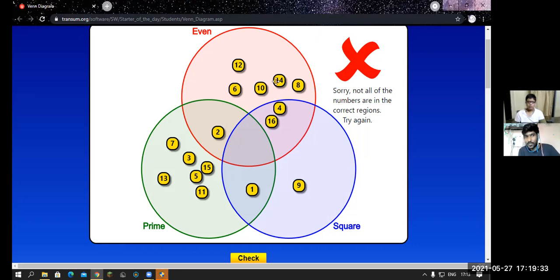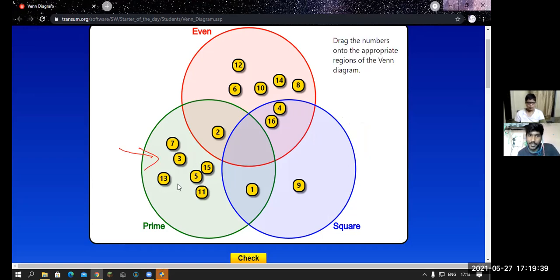Check this circle, the green circle. Check the numbers in the green circle. 7. All should be prime. It's not prime. 16 is not a square. Yes, 15 is causing a problem. 15, is it prime? No, sir. Yeah, correct. Now check. Square.